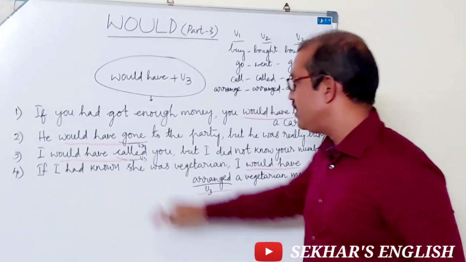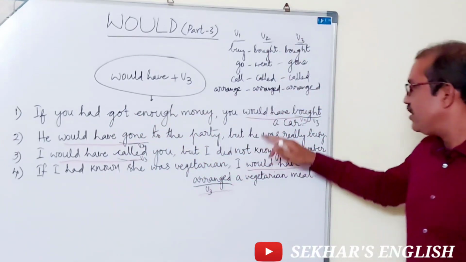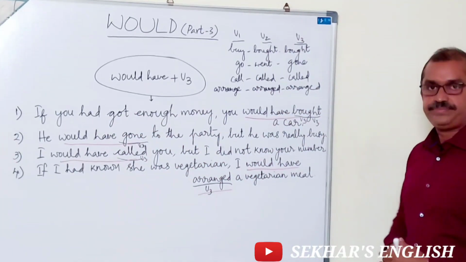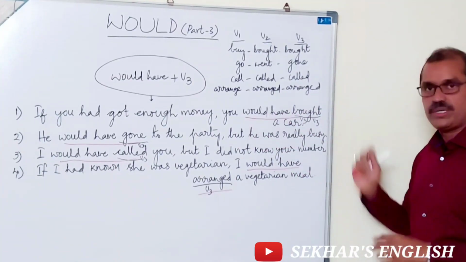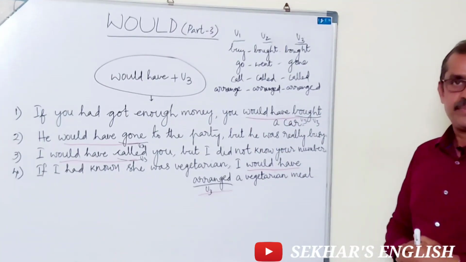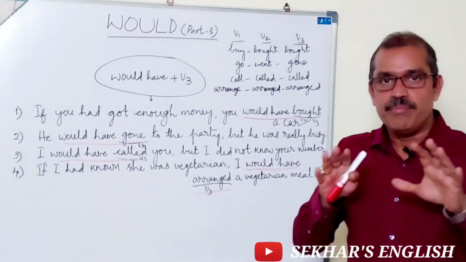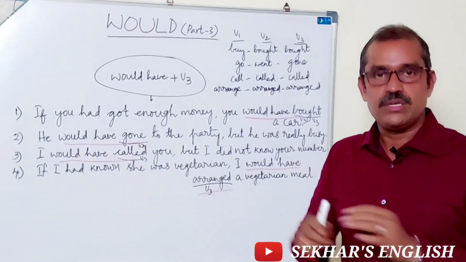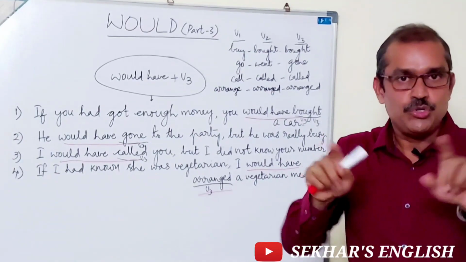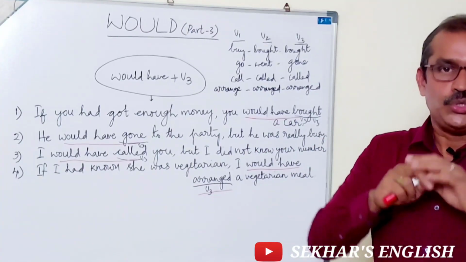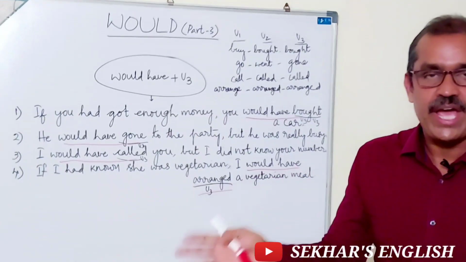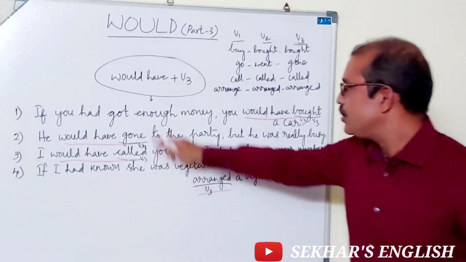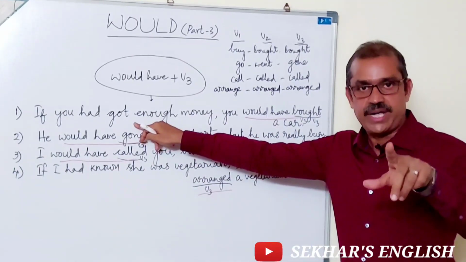Let's go through that. If you had got enough money, you would have bought a car. Look at this, would have bought. What does it mean? You would have bought means you wanted to buy a car, but you did not do that. It did not happen. You buying a car did not happen because you did not have enough money, right?